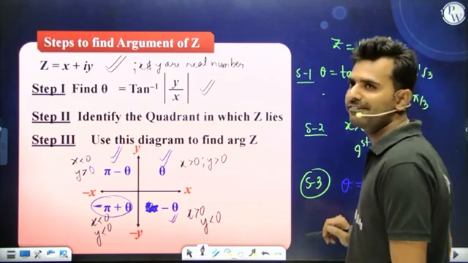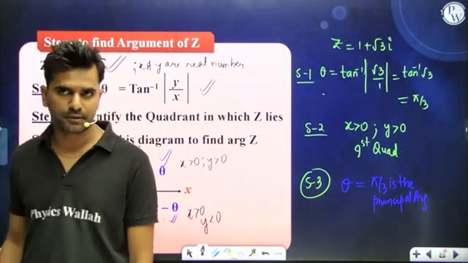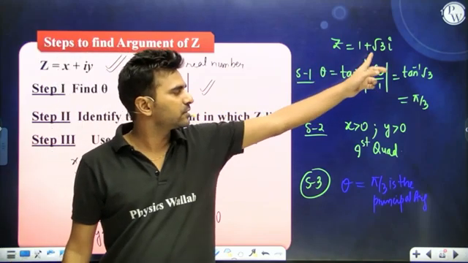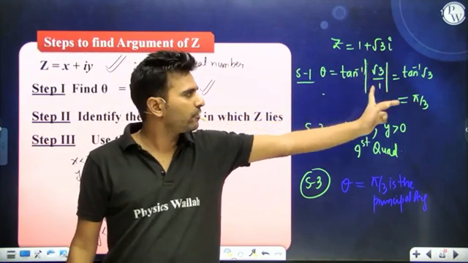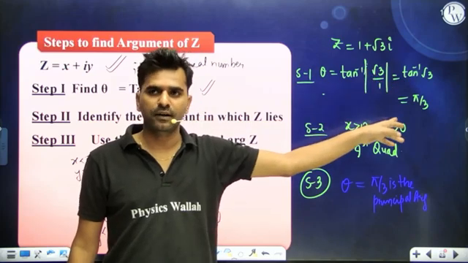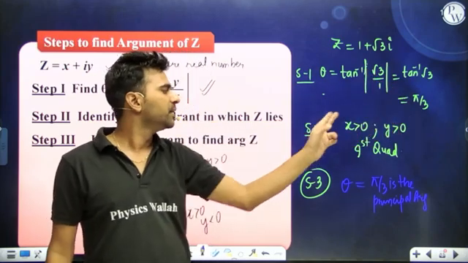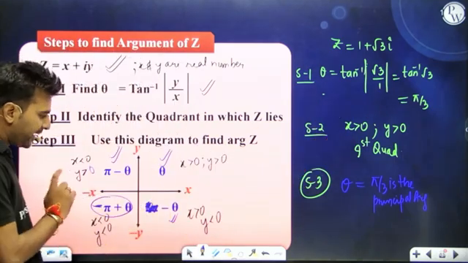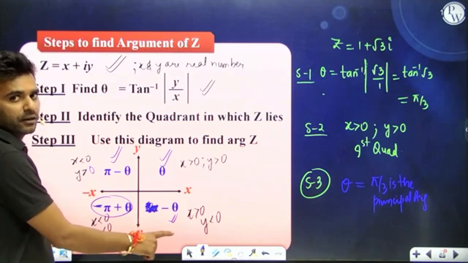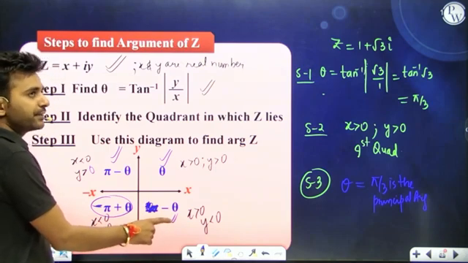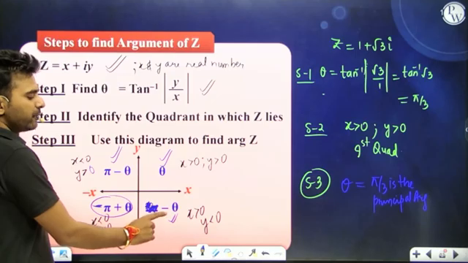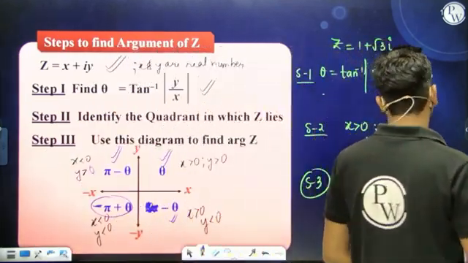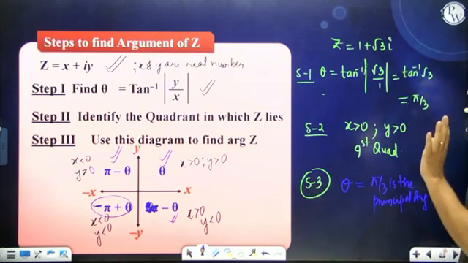If, let's say, I would have given 1 minus root 3 iota as the complex number, then step 1 would have been same, because tan inverse mod of minus root 3 upon 1 will be same, pi by 3 only. Step 2, x is positive and y is negative, which means the fourth quadrant. In that quadrant, the formula for the principal argument is minus theta. So the answer would have been minus pi by 3. So these are the steps to find out the argument.